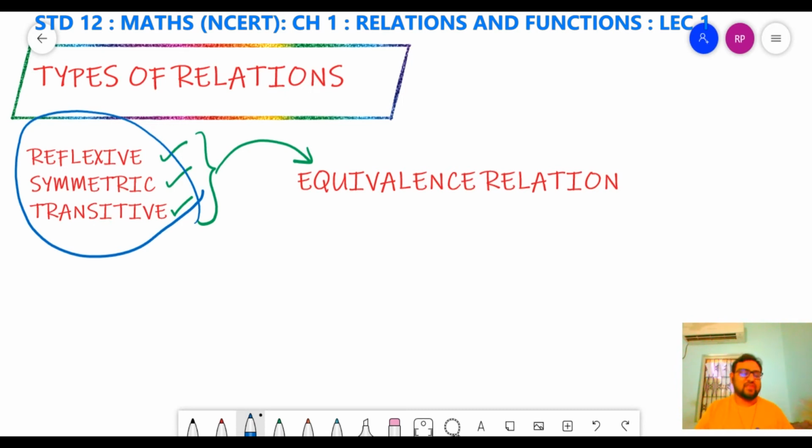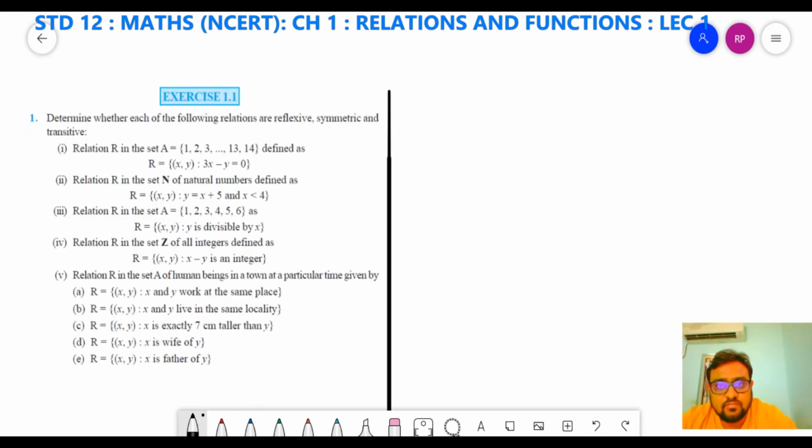When will you say it is reflexive? When will you say it is symmetric? When will you say it is transitive? And when will you say a relation is an equivalence relation? Clear? So now let's take some examples. Okay, let's start with exercise 1.1. Sorry, 1.1. Exercise 1.1 of the NCERT textbook.